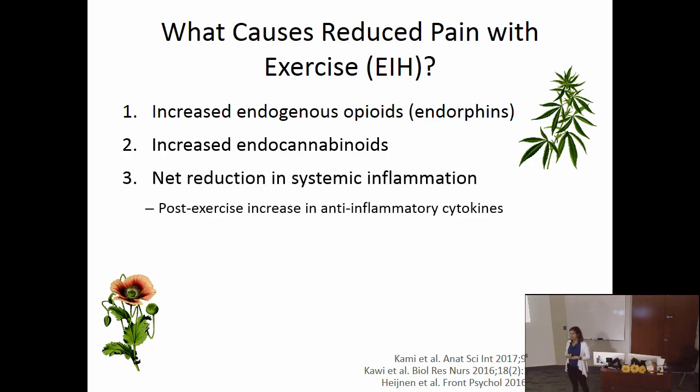We also get a net reduction in systemic inflammation when we exercise. So our contracting skeletal muscles produce this molecule called interleukin-6, and that's actually a pro-inflammatory cytokine. It's something that is considered an inflammation marker. And when we exercise, that's produced by our muscles, but that one kickstarts the whole anti-inflammatory cascade.